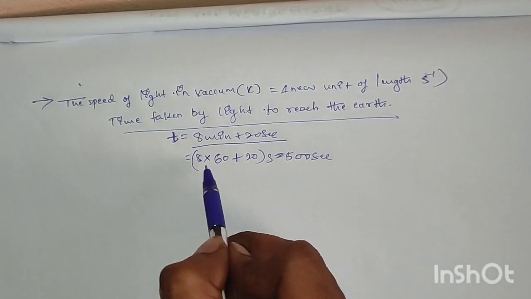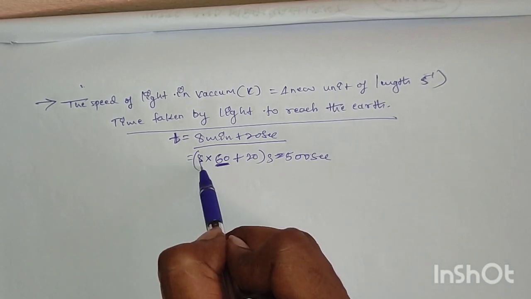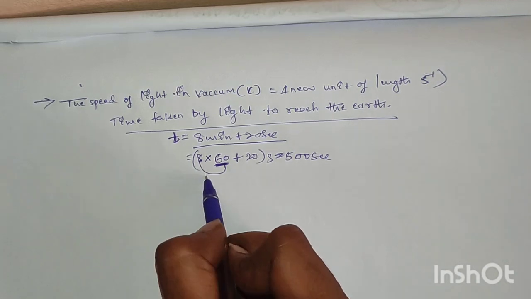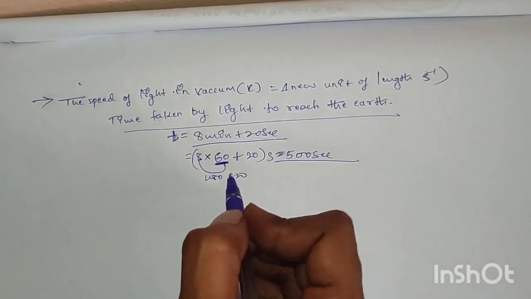seconds, because 1 minute equals 60 seconds. 8 minute into 60, we will get 480 plus 20, that is 500.